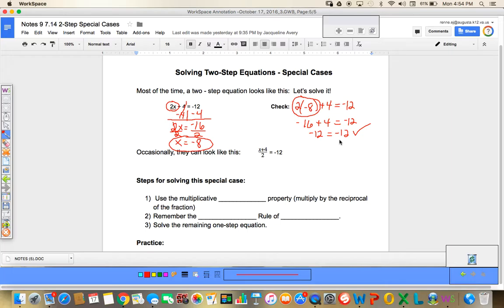Now remember, at any time, if I'm going too fast, all you need to do is hit pause and you can catch up or rewind if you need to. Now, occasionally, they can look like this: x plus 4 divided by 2 equals negative 12. I want to give you a few seconds to think about what you think the first step might be. In a minute, we're going to find out if you're correct.